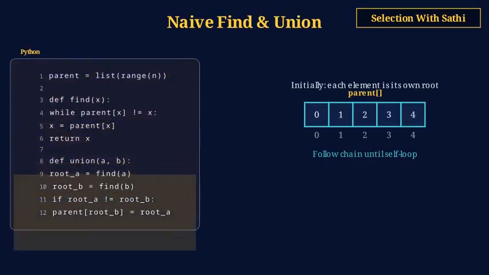Look at line 2, first find the roots of both elements. Line 3, if both have the same root, they are already in the same set. Return false. Lines 5 through 8, attach the shorter tree under the taller tree. This keeps the overall height small. Lines 9 through 11, if both trees have equal rank, pick one as root and increment its rank by 1. Union by rank ensures the tree height never exceeds O(log n). Combined with path compression, this gives the optimal nearly O(1) amortized time.